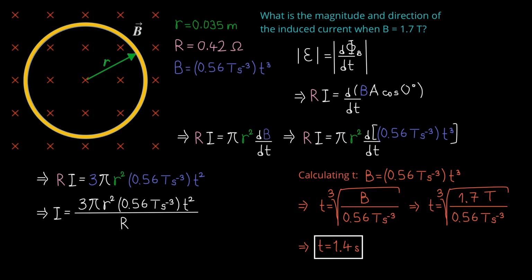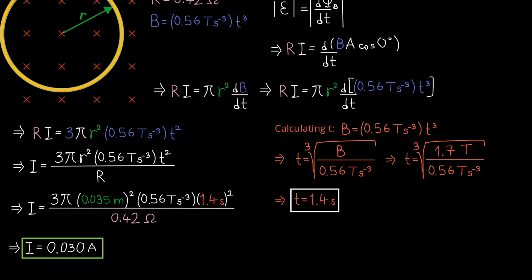Now let's go back to our result for the induced current and calculate its numerical value. The result of the numerical calculation is 0.030 amps for the induced current.